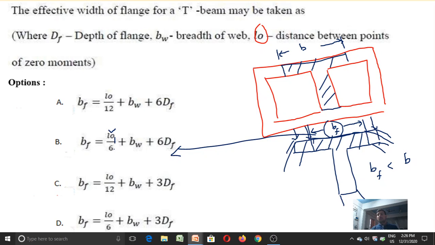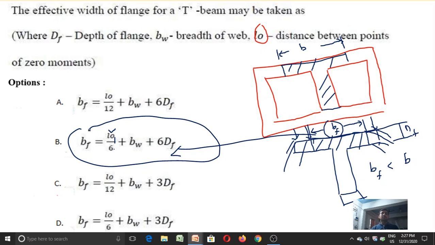So this is the web portion of a beam. This is the width of the web, BW, and DF is the depth of the flange. So this is the flange, right? This is the flange. The depth of this flange is what you can call DF. So for calculating the effective width of the flange of a T beam, the formula we are using is BF is equal to L naught by 6 plus BW plus 6 into DF. So option B is the correct answer for this question.